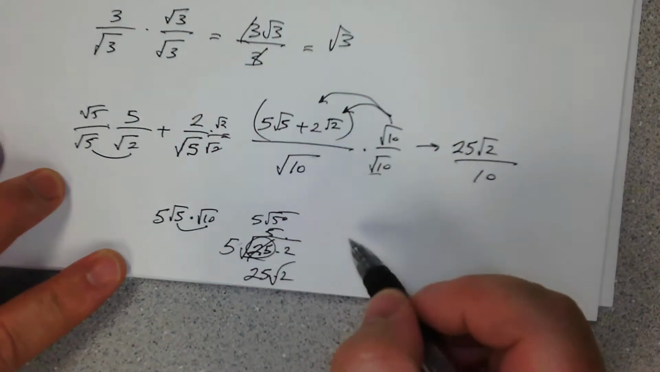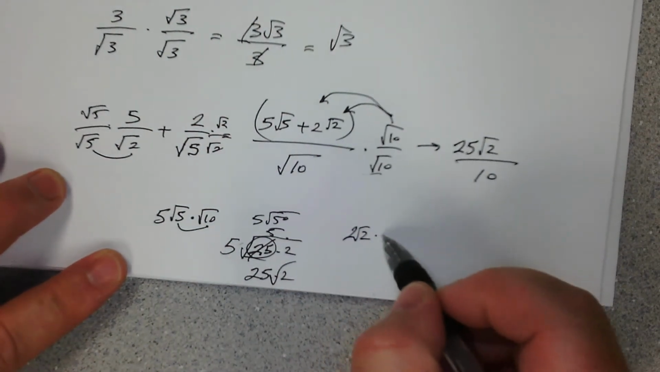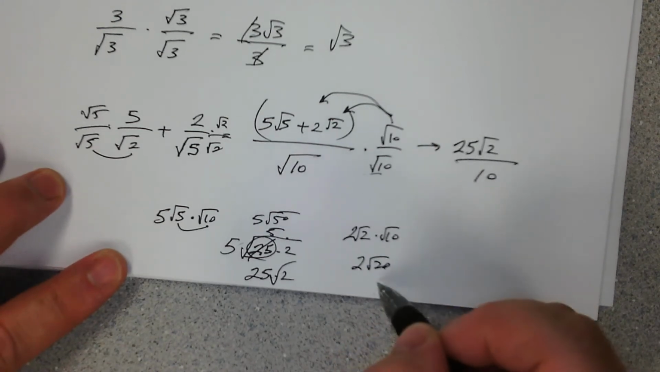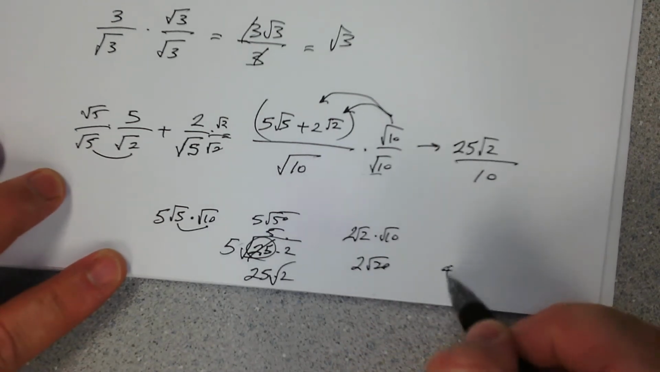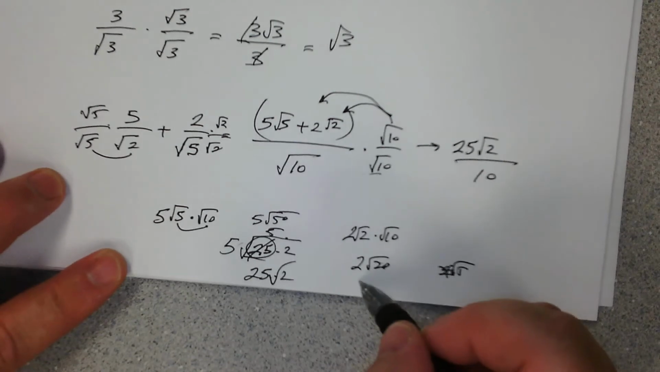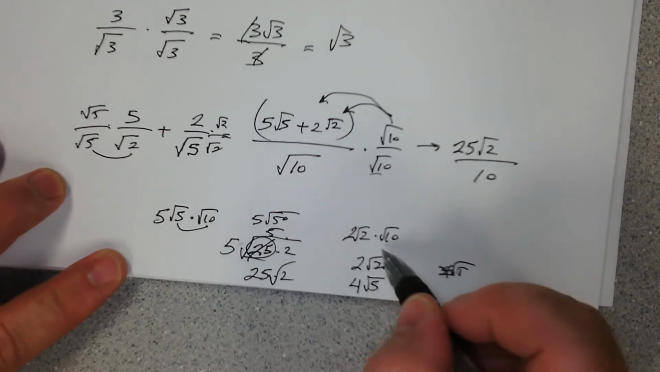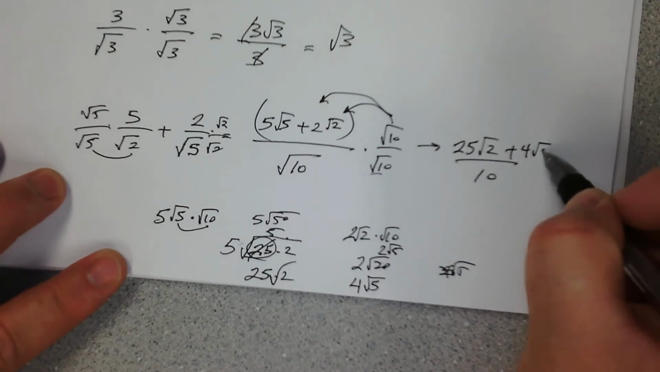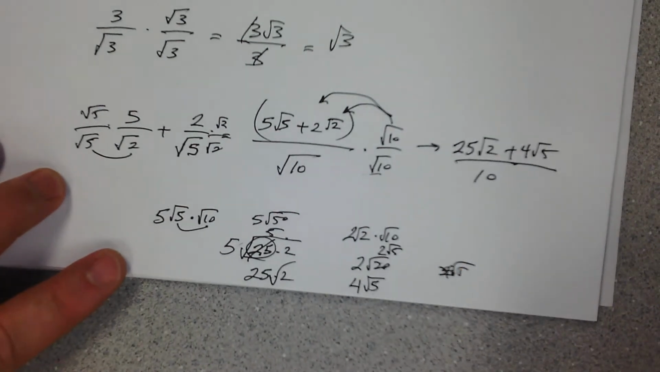And then this one, 2 root 2 times root 10. Well, that's square root of 20. And 20 is 4 times 5. So that's 2 root 5. So 4 root 5, because it's 2 root 5 times 2, which is 4 root 5. Boom, done. Man, that is some hotness right there.